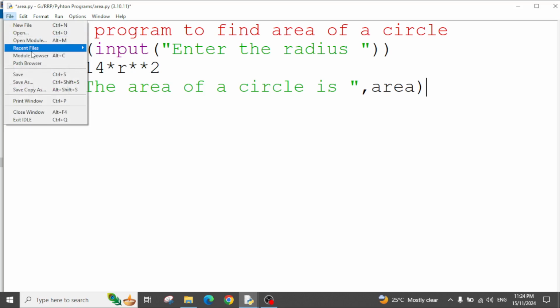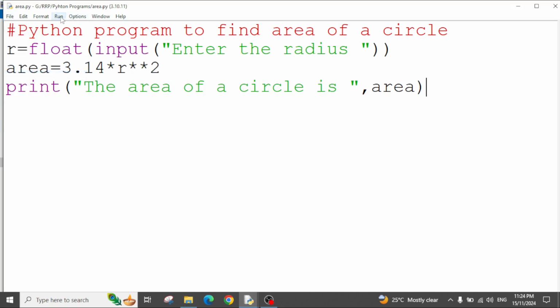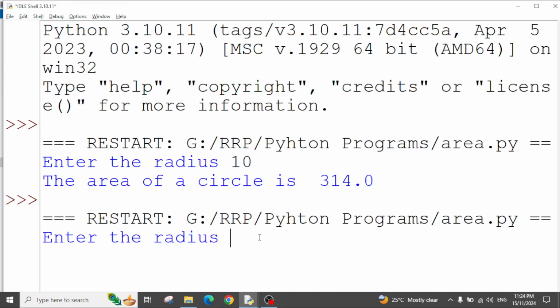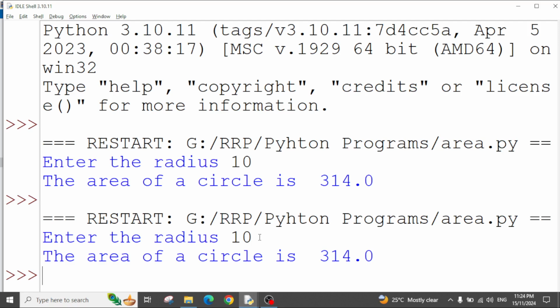So let us save the program and now run the program. Enter the radius. Radius is 10 and obviously I am going to get the same result.